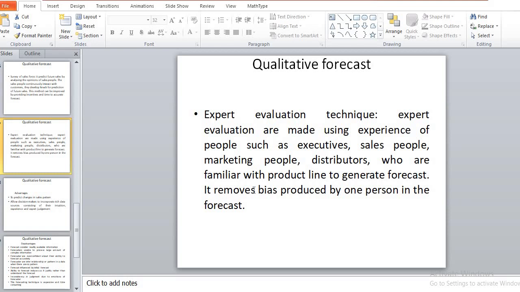And these are categorized or grouped under qualitative forecasting. So these are the four methods in qualitative forecasting, and it is generally used for a new product, which has no historical data, as it is a new product. So this is related to qualitative forecasting.